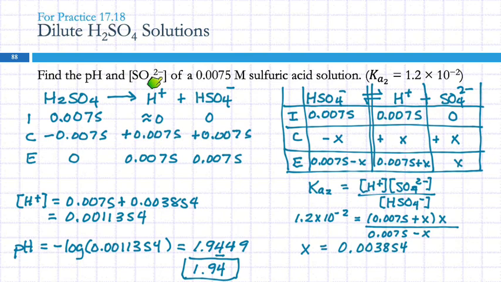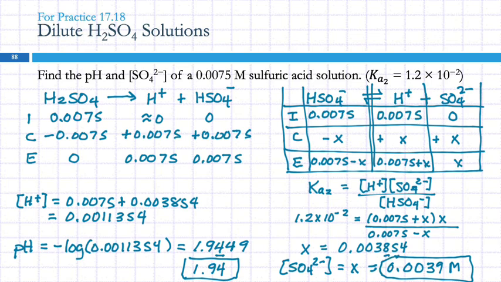The other question is, what's the sulfate ion concentration? Well, the sulfate ion concentration is X, right? So the sulfate ion concentration is equal to X. So we could round that to 0.0039. Any questions?